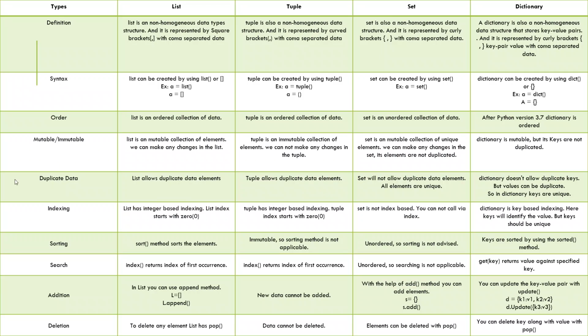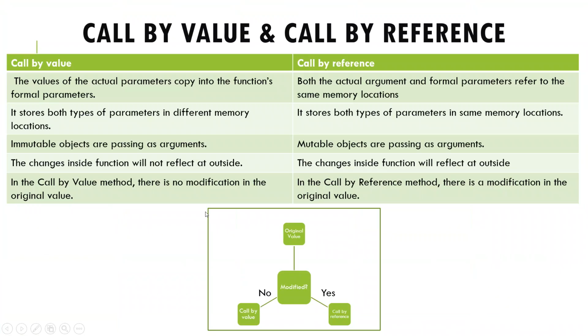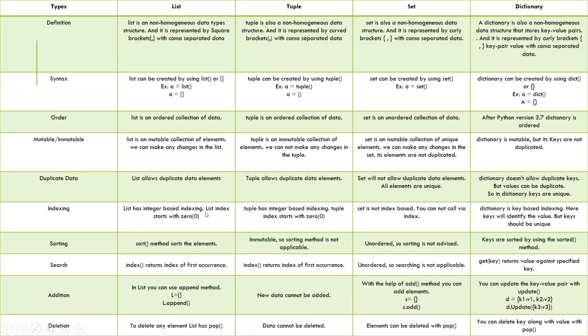While coming to the next point, indexing. Here the odd man out is set again. Why? Because set is not an ordered collection of elements, so you cannot predict the position of the output. So that's the reason the odd man out is set. The remaining three use integer-based indexing, and the dictionary uses key-based indexing.